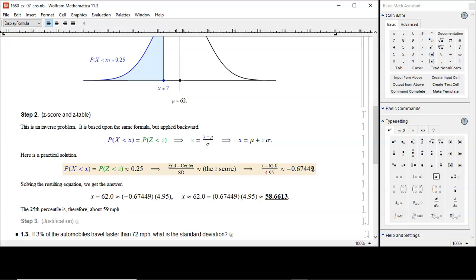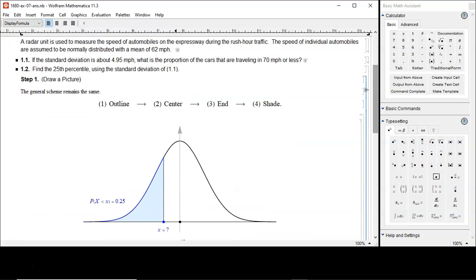So use that to figure out x and solve that equation. This is what you're going to get, approximately speaking. So the 25th percentile is about 59 miles per hour. Okay, I think that was easy.